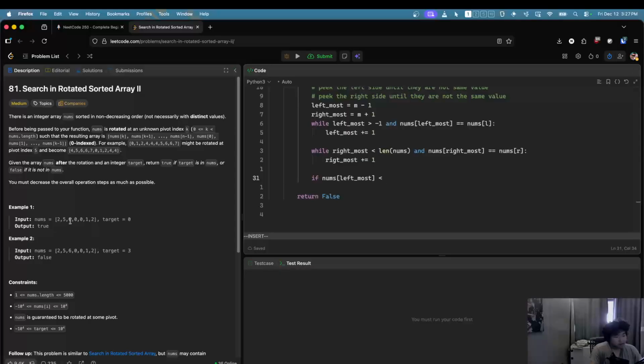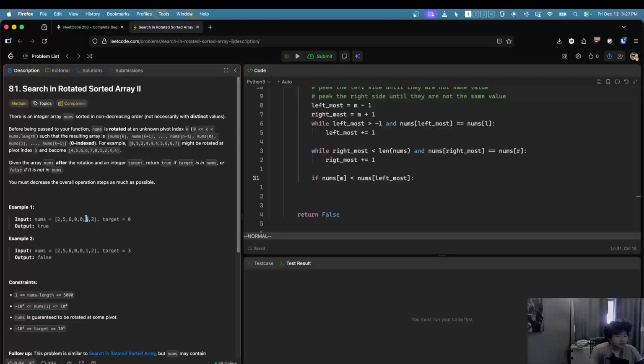Okay, so we're in the middle. Nums of leftmost is less than the nums of mid. No, it's the opposite. It's greater than. So yeah, that's what I meant here. So that's why nums of mid is less than or equal to. Okay, not equal to, because I actually care about that. Right? So that's saying this is smaller than this. So that means we're on the left side of the pivot.